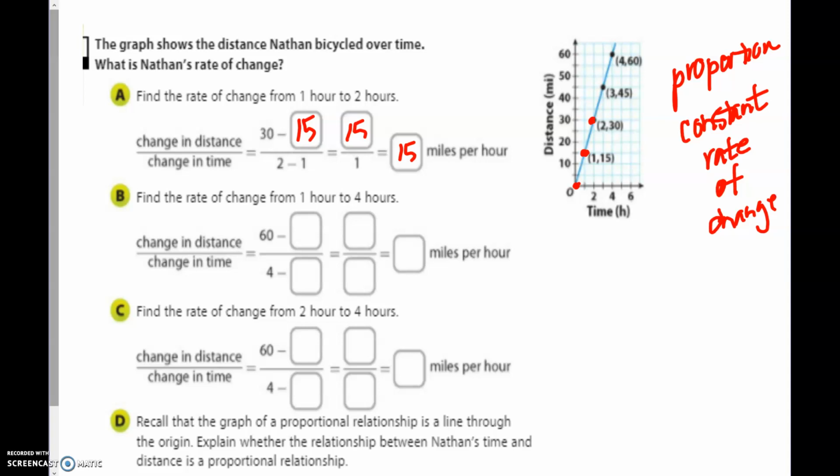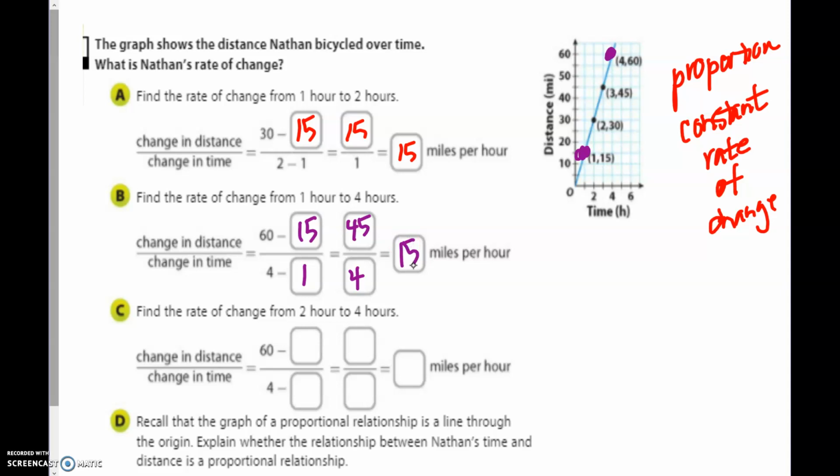So now in the second one here, they want us to go from hour 1 to hour 4. Okay, so we're picking two different ordered pairs. So again, they're starting at the top, going to the bottom: 60 minus 15, and 4 minus 1. So 60 minus 15 is 45, divided by 4... 45 divided by 3 is 15 miles an hour.